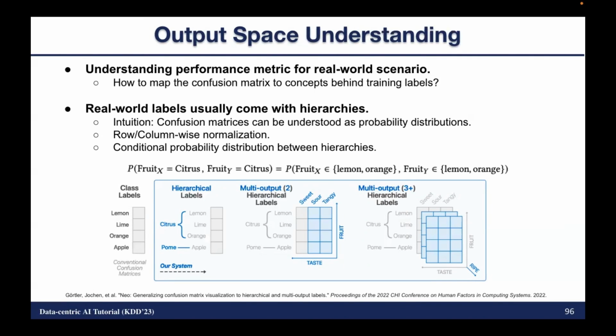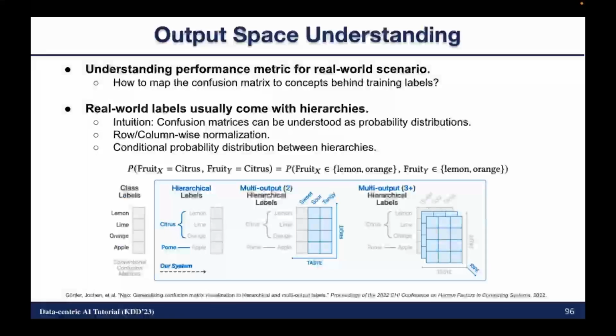So some intuition from this work is that they try to understand the confusion matrix as a probability distribution. So how do they do that? It's pretty simple. They just do some row-wise or column-wise normalization on the confusion matrix. In this way, for each row or column, it doesn't matter which way you do the normalization, they will be able to have the probability distribution for each of the classes.